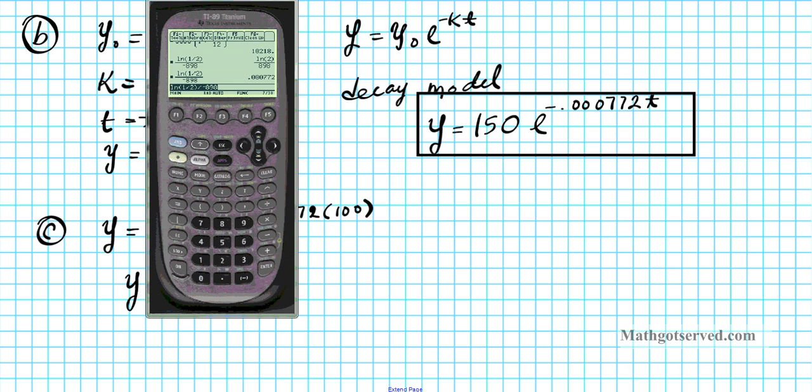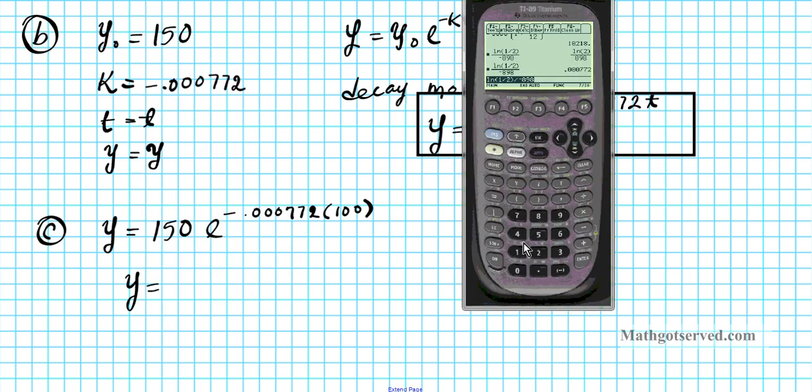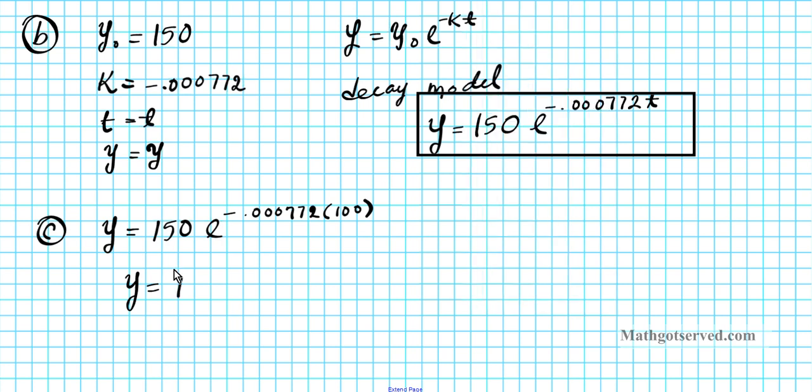So let's move this to the side. We're going to have 150 times e to the negative 0.000772 multiplied by 100. Close the parentheses, enter. So you have 138.886 grams left. Okay, let's leave it to 3 decimal places. So it's going to be 138.856 grams. All right. So there you have it.